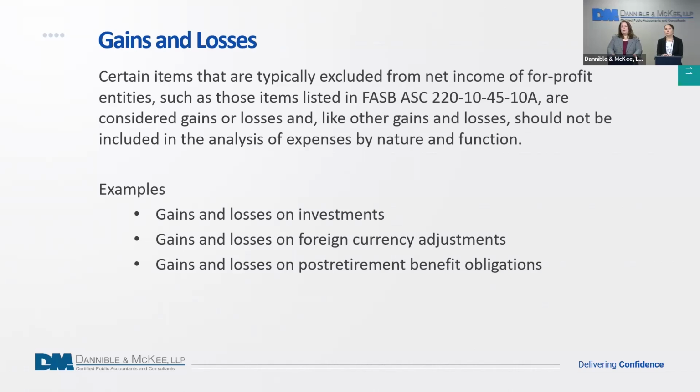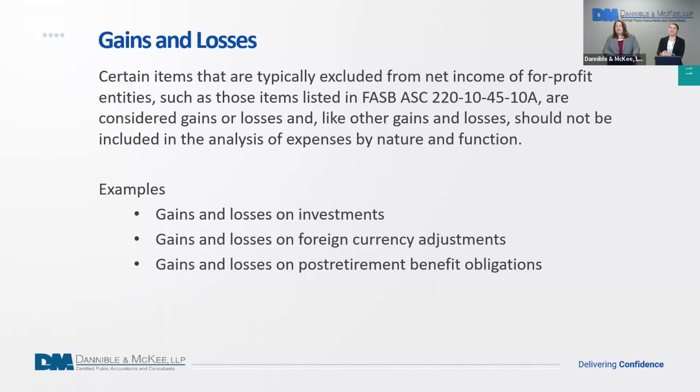Okay, gains and losses. Certain items that are typically excluded from net income of for-profit entities, such as those items listed in FASB's ASC 220-10-45-10A, are considered gains or losses, and like other gains and losses should not be included in the analysis of expenses by nature and function.